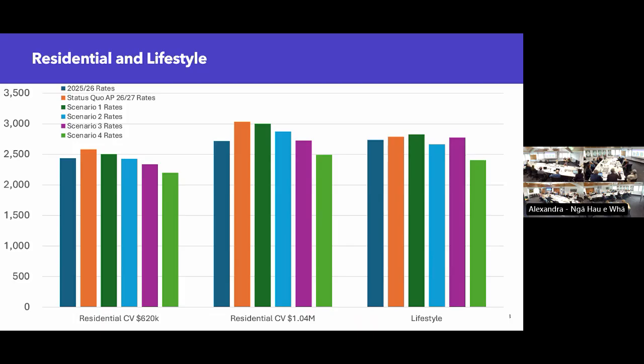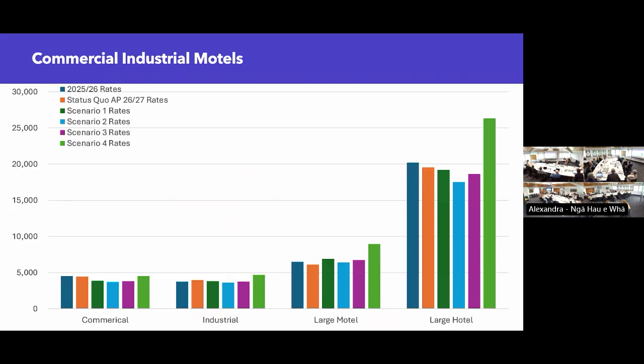And that's the impact that it has on residential and lifestyle properties. In every scenario, our residents, our residential properties, for a wee tweak on that lifestyle one in the dark green, they're all paying less in these scenarios. So that takes us to commercial and industrial.